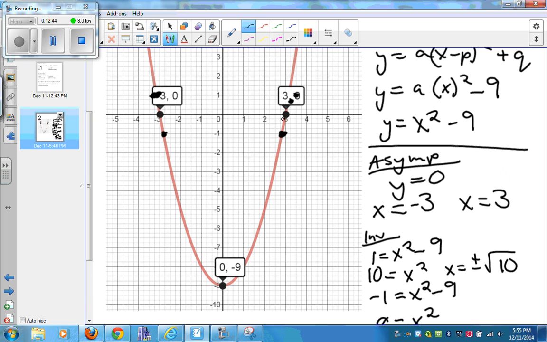2 times the square root of 2, which is a little more than 1. That makes sense. So there's my invariant points. We said my asymptotes are going to be right here. So let's choose a different color, and I'll draw in the asymptotes. Asymptotes are generally put as vertical lines. That asymptote here would be x equals 3.